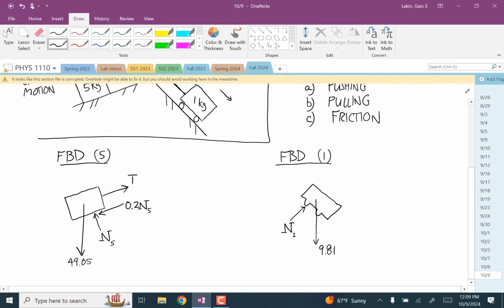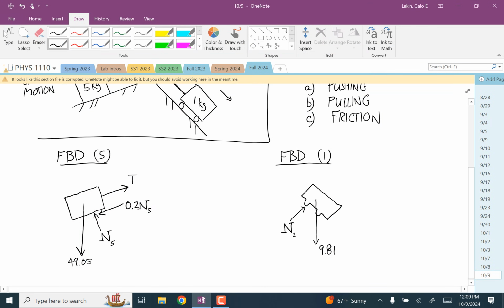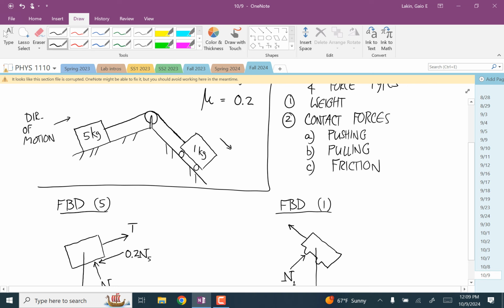And then the only other place where there's contact with the surroundings is at the cable. So that force is parallel to the cable, away from the body. And it's the same cable as this one, so I use the same variable.